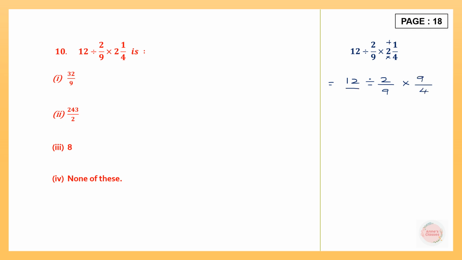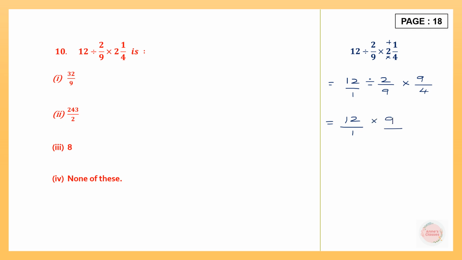So this will become 12 by 1. Now we have division and multiplication. Now let's work on the division first. Division of fractions, you know how to do, isn't it? You write the first fraction as it is. You change the division to multiplication and you write the reciprocal of this. So let's write 12 by 1 as it is. Division changes to multiplication. Let's write the reciprocal of 2 by 9.